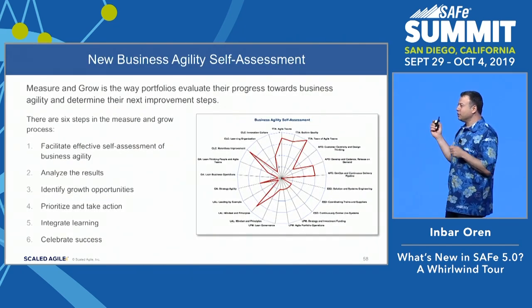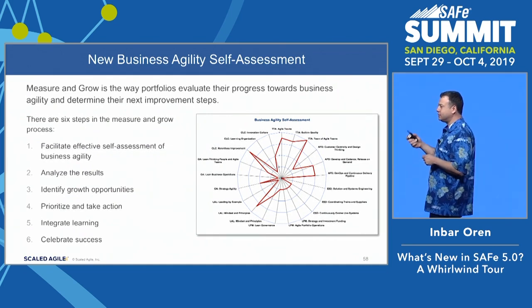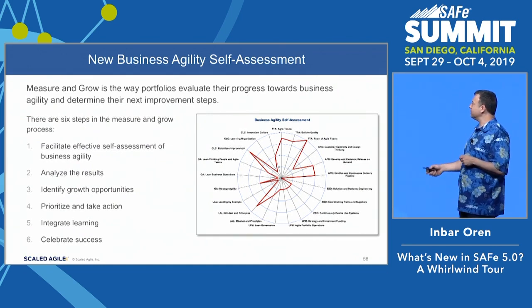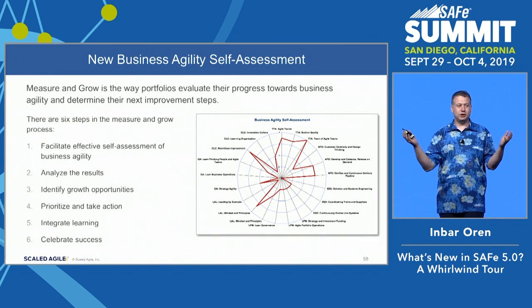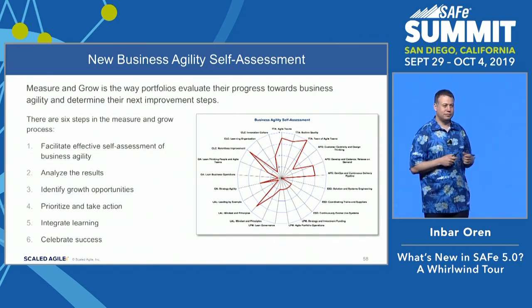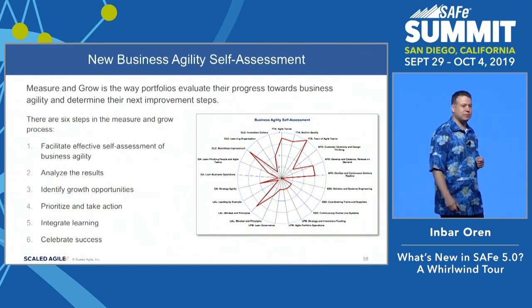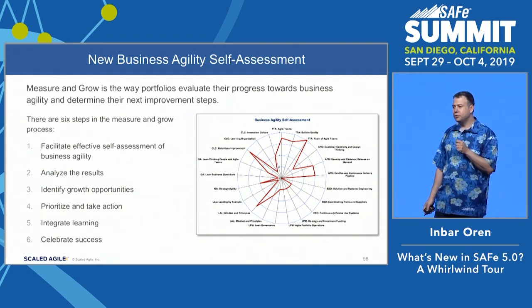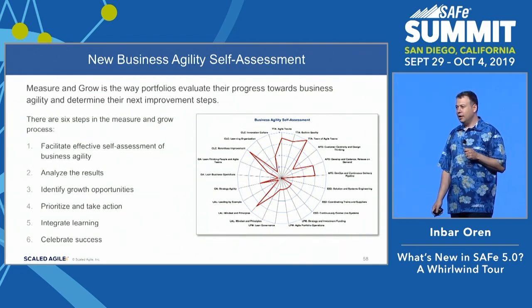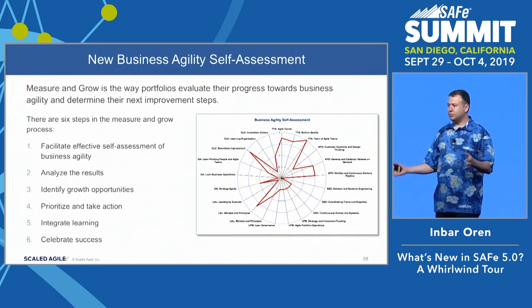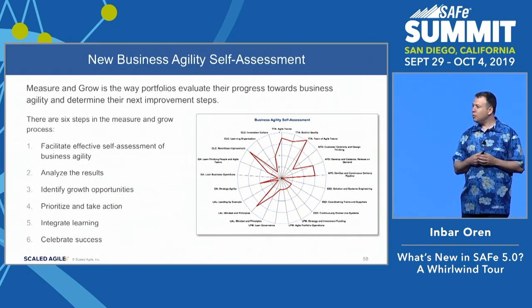You can right now go to that article and download this business agility self-assessment. It's an Excel spreadsheet, has a radar in it, but it will also guide you through the steps it takes to actually run an assessment. Because as we were doing it with our customers, we started by just creating an Excel spreadsheet and sending it out. That wasn't good enough.